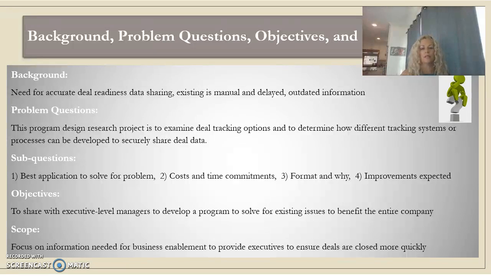So by doing this and providing this information, the goal is to help the entire company have visibility to deal readiness information and where specific deals are at and how far along they are in the sales cycle. For the scope, my focus is on information needed for the business enablement team to provide these executives with the information and to ensure that the deals are closed in a timely fashion or even more quickly than they are today.